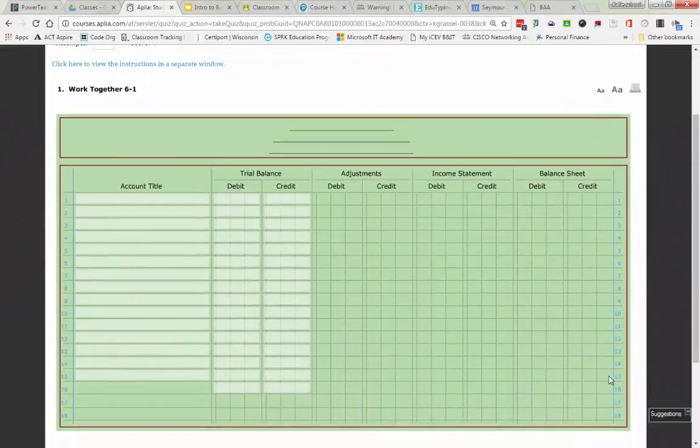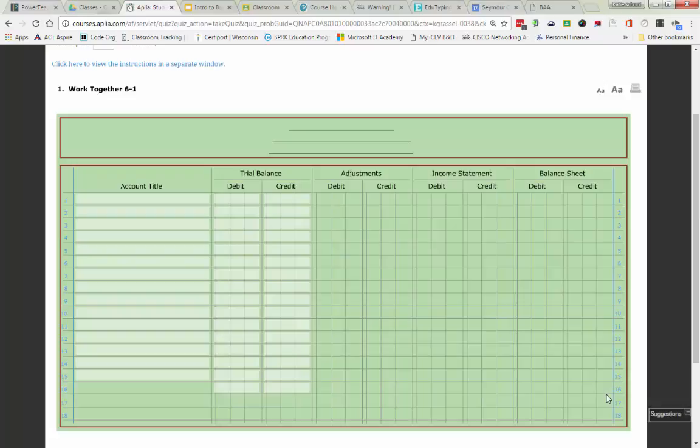So this is a worksheet. When we take a look at the worksheet, we have a column right here. Guess what we put here? Account titles. What's an account title? Cash, accounts payable, Don's Crowley Market, Mrs. Gressel Capital, advertising expense.